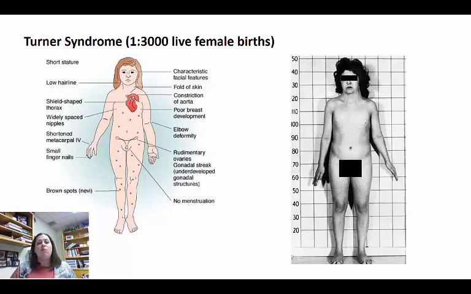But because they only have one X, we do see that they have reproductive issues due to not having the two X's. The second X chromosome is missing or structurally abnormal, and this one usually comes from the father's chromosome. Okay, not always, but usually it does. These rarely survive to birth, but they could survive. This is the only monosomy that can.